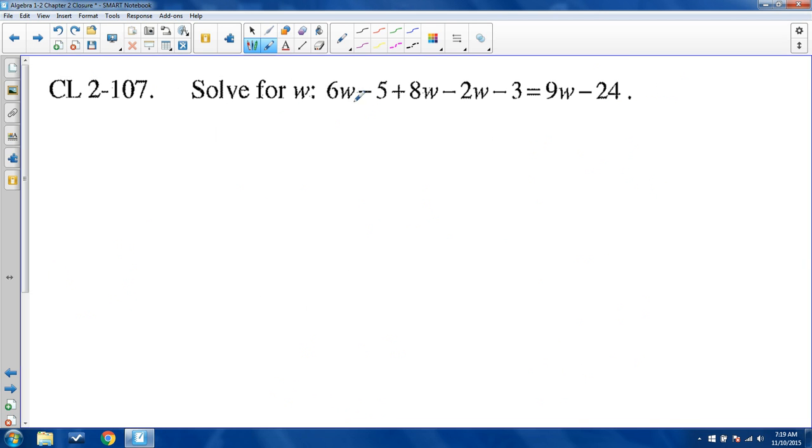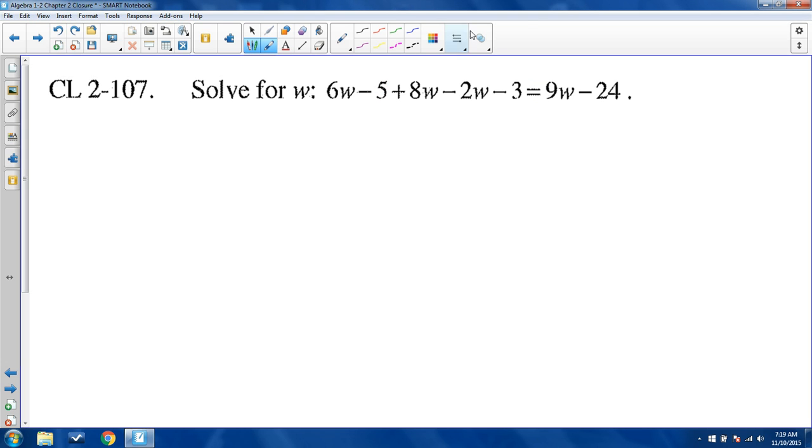Moving on, solve for W. 6W minus 5 plus 8W minus 2W minus 3 equals 9W minus 24. Okay, when solving for a variable, first of all, your objective, the end result, is finding a value that when you substitute it into this equation, the left side equals the right side. We'll make sure that that ends up being the case.